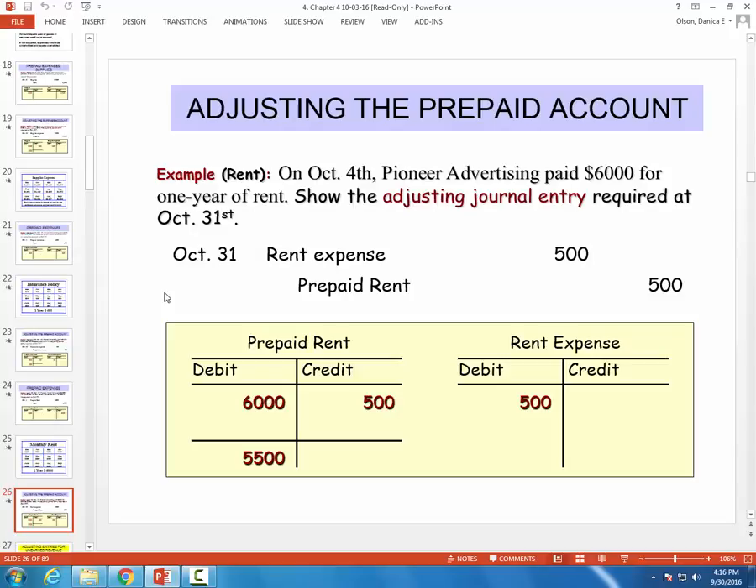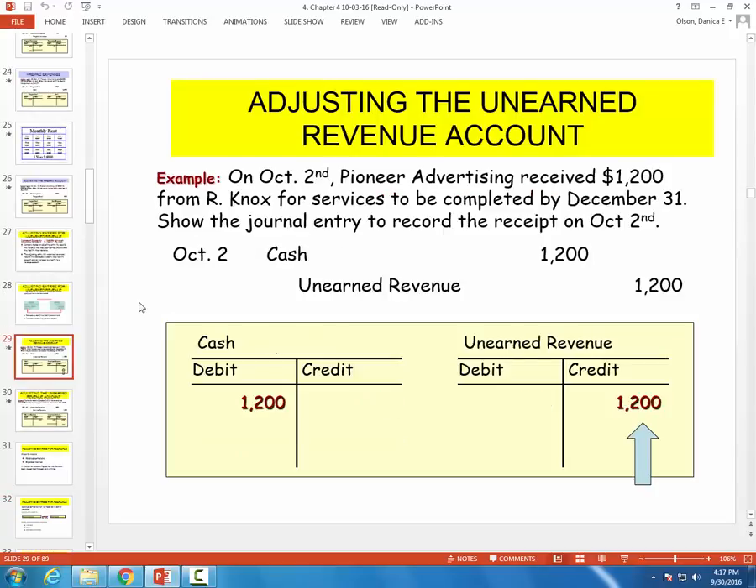Rent expense is increasing, so we debit the expense. Prepaid rent, an asset, is decreasing, so we credit prepaid rent. At the beginning of the month, a customer paid for services that were not yet provided. The company received cash of $1,200, so we debit cash. The credit goes to unearned revenue.